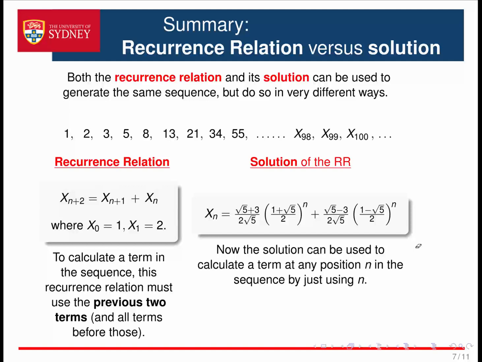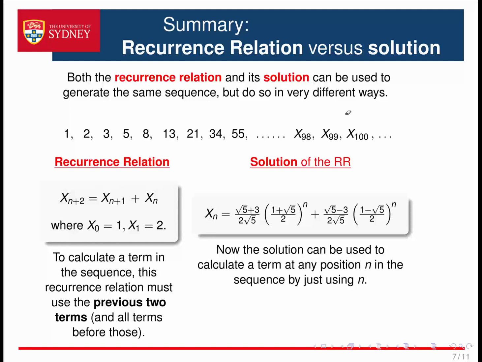Because the arbitrary constants have been evaluated, this is then a particular solution. Now again, and importantly, the solution is different to the recurrence relation because we can calculate any term in any position by substituting n into the particular solution. For instance, to calculate x100, we substitute n is equal to 100 into the particular solution, which here would give us a very large number.